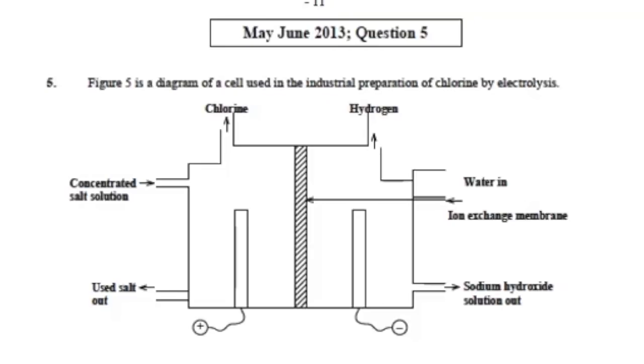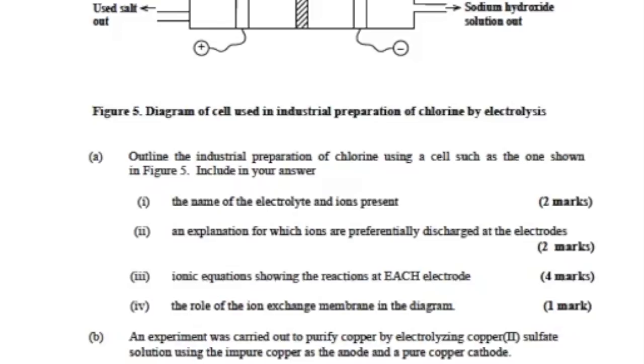All right, so figure 5, this is the diagram of the cell used in industrial preparation of chlorine by electrolysis. Part A, outline the industrial preparation of chlorine using a cell such as the one shown above in figure 5. Include in your answer the name of the electrolyte and the ions present. So part 1, the electrolyte is concentrated NaCl solution.